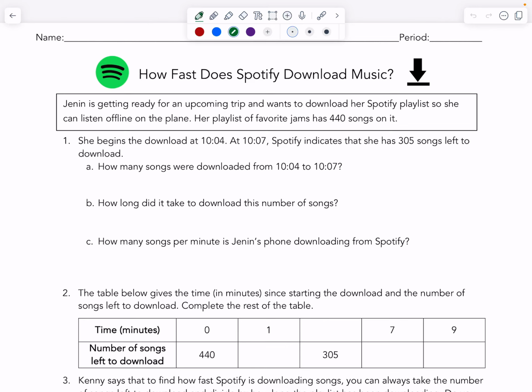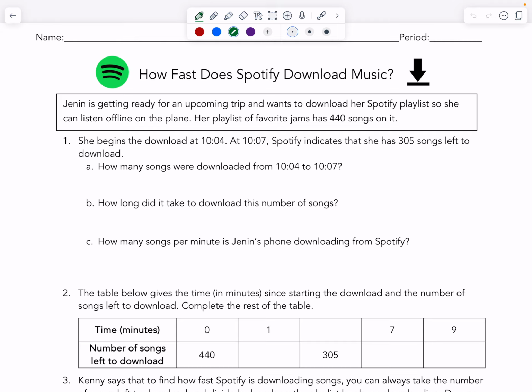All right, so let's go ahead and take a look at this lesson. This lesson is about Spotify and downloading music. Jenin is getting ready for an upcoming trip and wants to download a Spotify playlist so she can listen offline on the plane. Her playlist consists of favorite jams, with 440 songs on it.